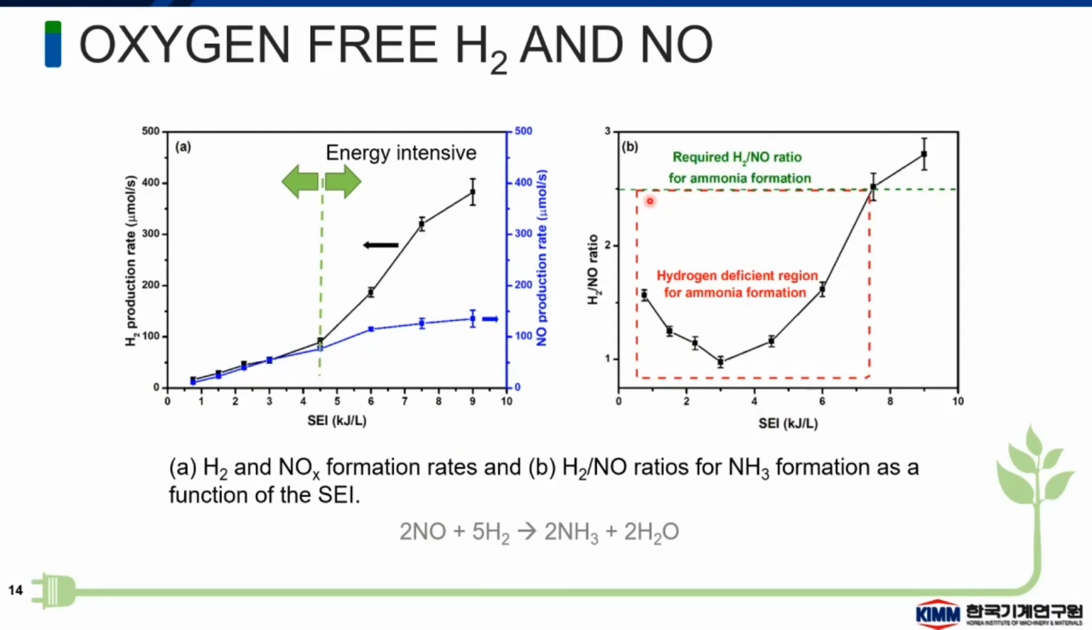So we divided this graph into two regions. One is when hydrogen concentration is less than 2.5 times, and the other is when hydrogen concentration is enough for ammonia production. So in the next slide, we will see what will happen if we introduce catalyst in the hydrogen deficient region and hydrogen sufficient region.